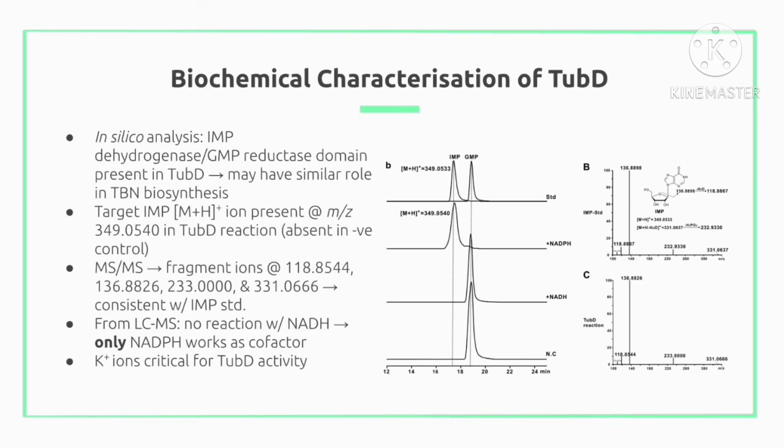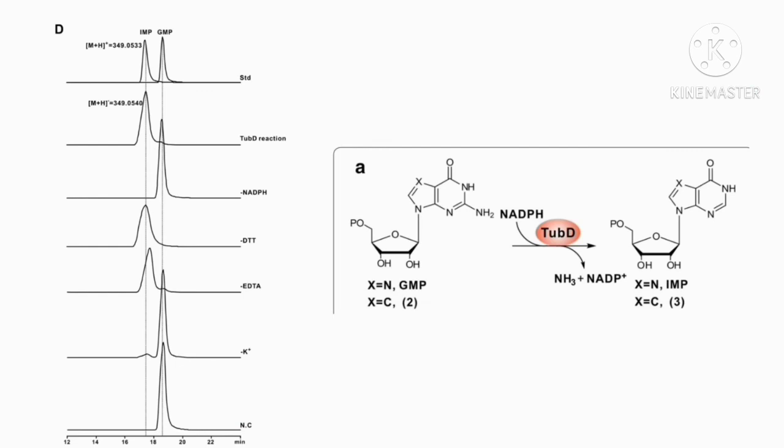And in silico analysis indicates that the IMP dehydrogenase GMP reductase domain is present in Tub-D, meaning the enzyme has a similar role in TBN biosynthesis. LC-MS results indicate the presence of target IMP ion at the 349.0540 mark in the Tub-D reaction. MS spectra also reveal the presence of fragment ions as indicated in diagrams B and C in this slide. And the LC-MS results indicate that only NADPH works as the cofactor for the Tub-D reaction.